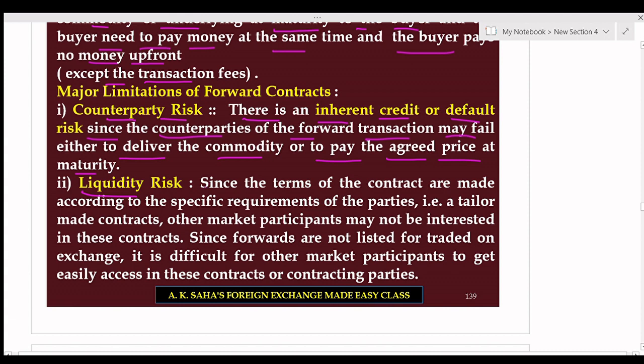Next, liquidity risks. Since the terms of the contract are made according to the specific requirements of the parties, that is, a tailor-made contract, other market participants may not be interested in these contracts. Since forwards are not listed or traded on exchange, it is difficult for other market participants to get easy access to these contracts or contracting parties.